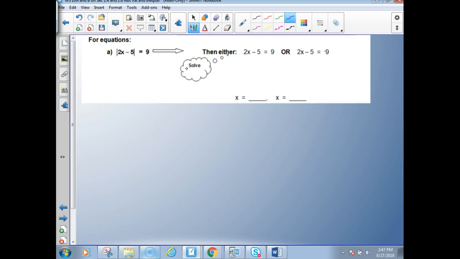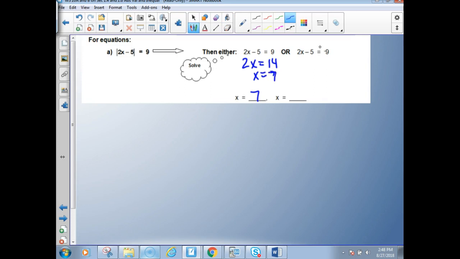So with that in mind, if you have an equation, you're going to solve it by dropping the absolute value bars and saying that 2x minus 5 is equal to 9 or -9. So you have the two answers. We add 5 to both sides. Dividing by 2 gives us the first answer of 7.